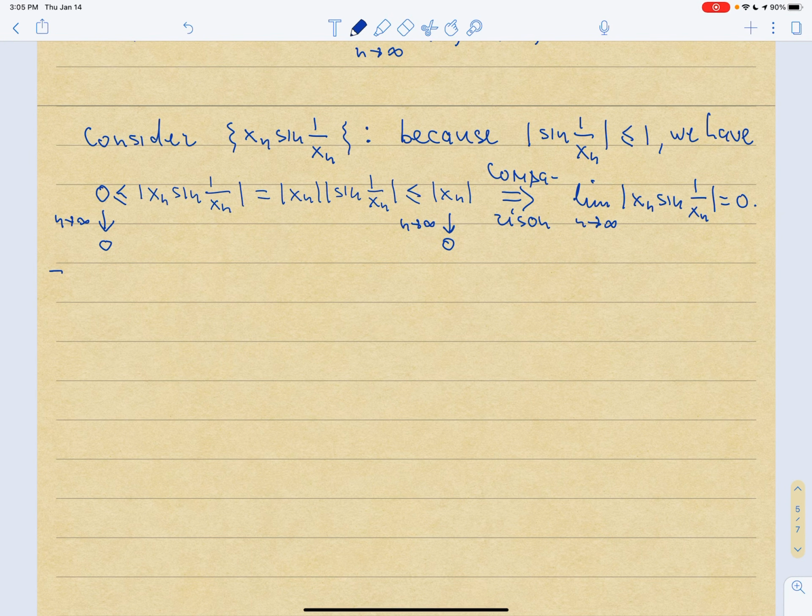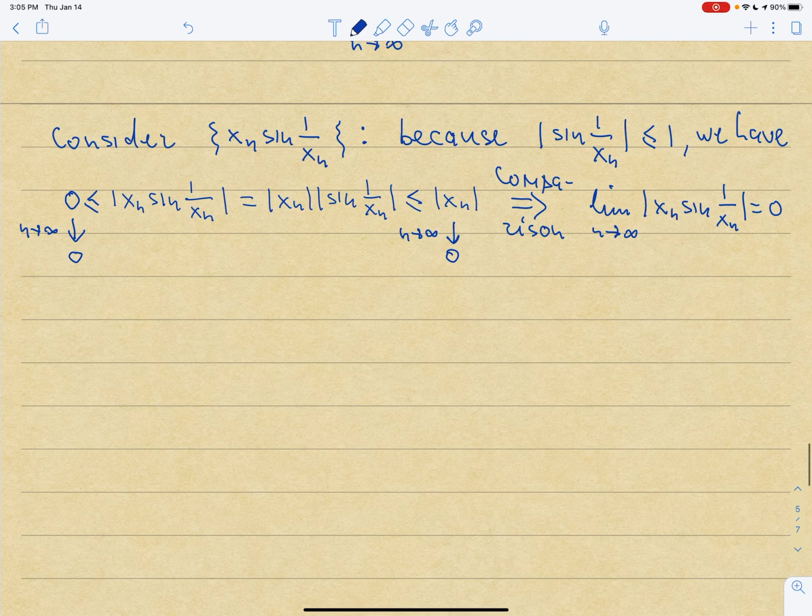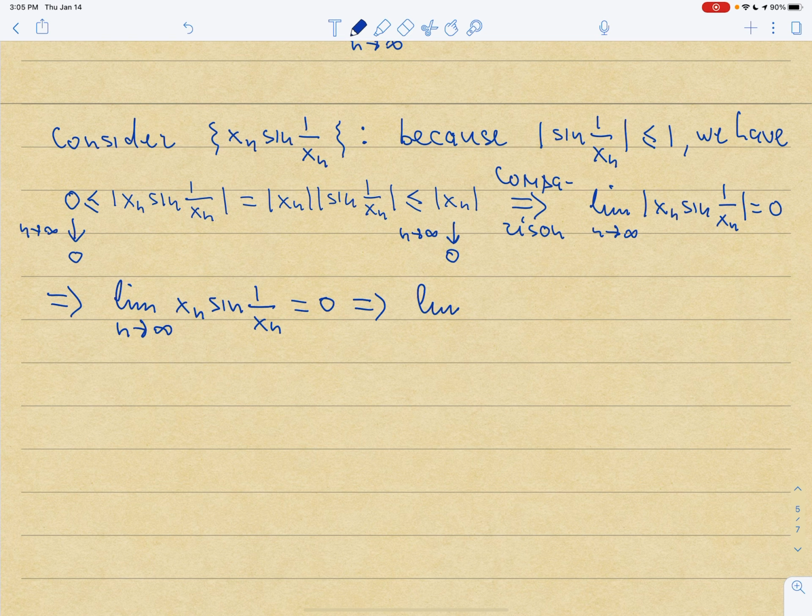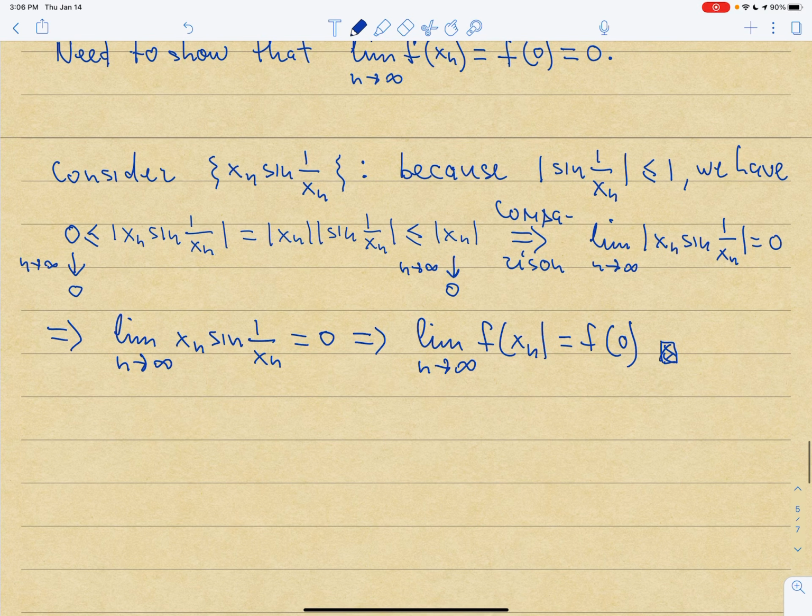So therefore, the limit as n goes to infinity of xn sine 1 over xn is 0. And which is basically the same thing as saying that the limit as n goes to infinity of f of xn is f of 0, and so we're done, right? Because then the sequential definition of continuity is satisfied.